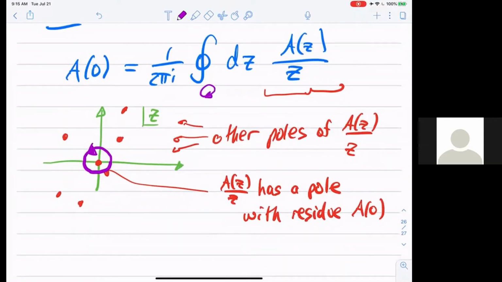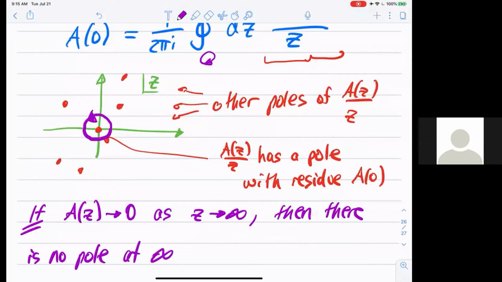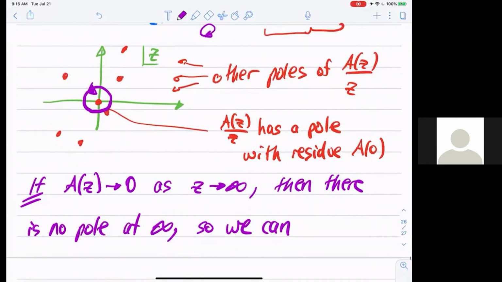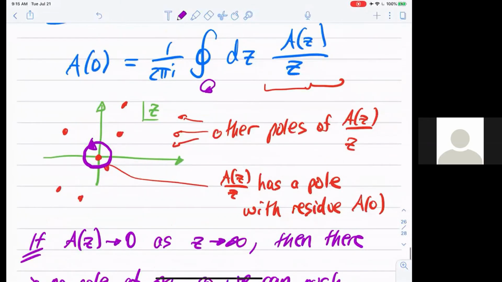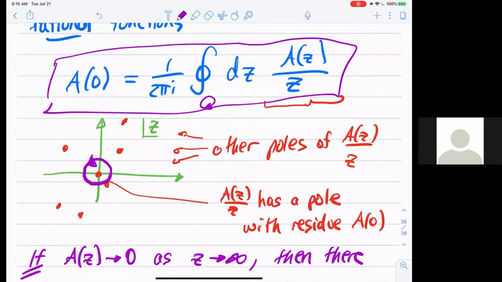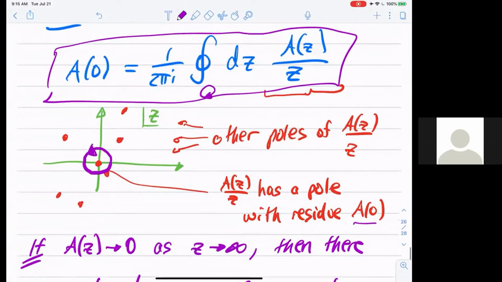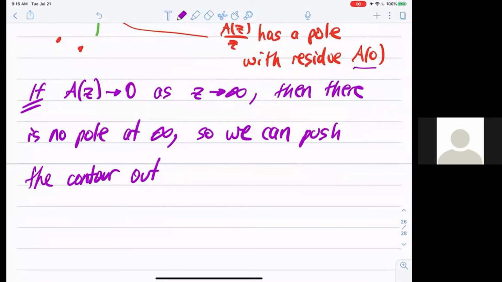then, and here's the important caveat, if A of z goes to zero as z goes to infinity, then there is no pole at infinity. So far this is just an identity from complex analysis: if we make our contour small enough so that it only encircles the pole at the origin, then the only contribution we'll get is the residue of that pole, which is A naught. Now I want to do a contour deformation. I want to take this little contour and push it out to infinity, and along the way, I will pick up all the other residues. And as long as there is no pole at infinity, we can push the contour out.